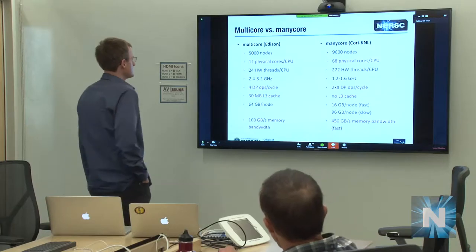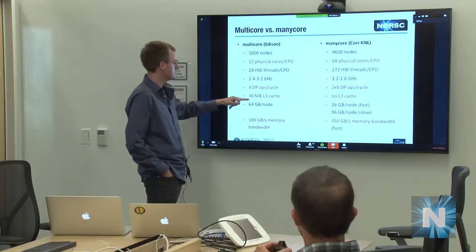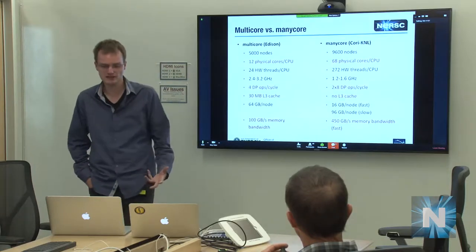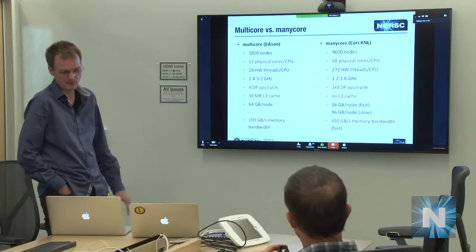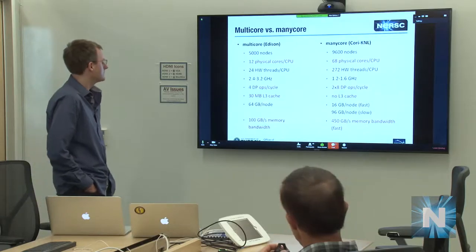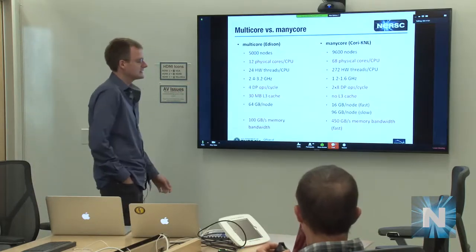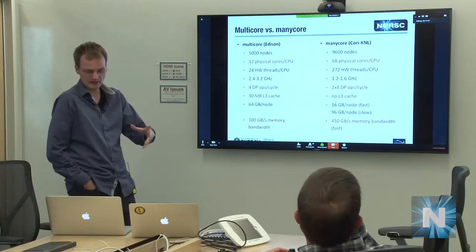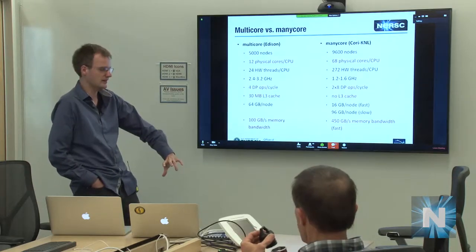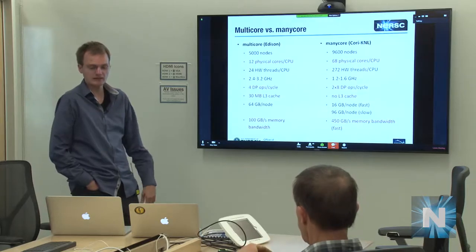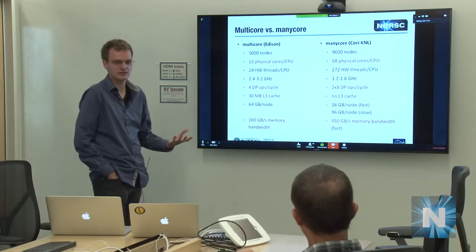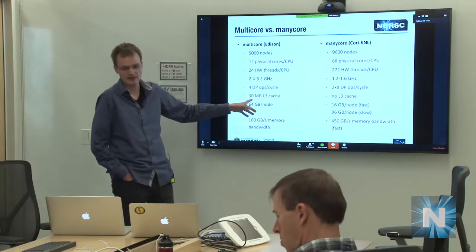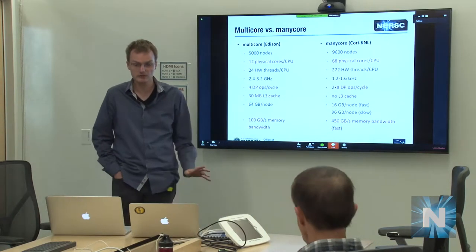Then another difference, which we talked about already: the Edison Ivy Bridge processor has a 30 megabyte L3 cache, which helps a lot in many applications, more than you maybe realize. The KNL doesn't have that. You can think about, as we heard before, the quad cache mode, for example, where the DDR access is cached, but this cache is only about 450 gigabytes per second, whereas an L3 cache is about a terabyte per second or so. That's a huge difference.